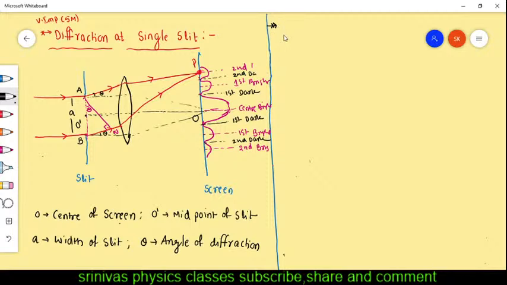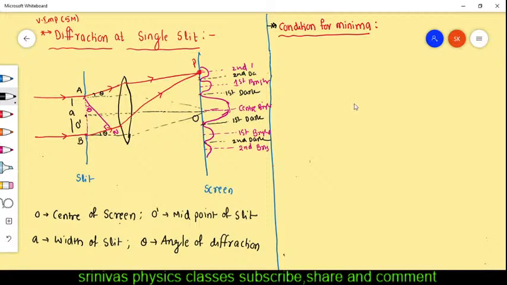Next, how minimas form, that I am going to explain, the condition for minima. How minimas form, the other dark bands; minima are dark bands. How a dark band forms, that I am going to explain.